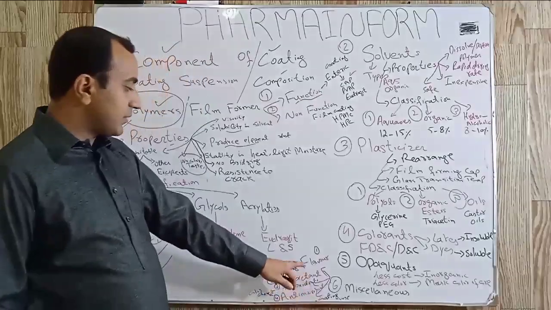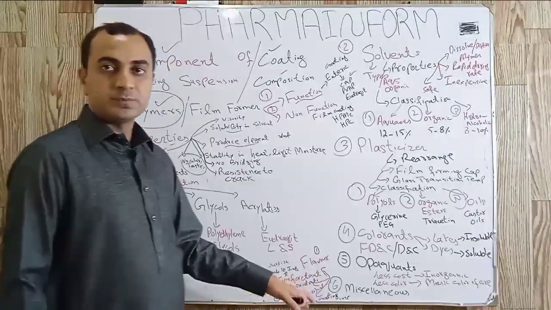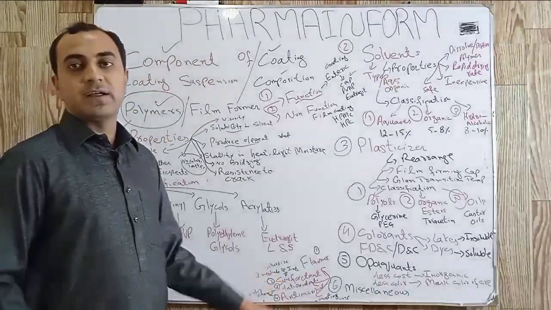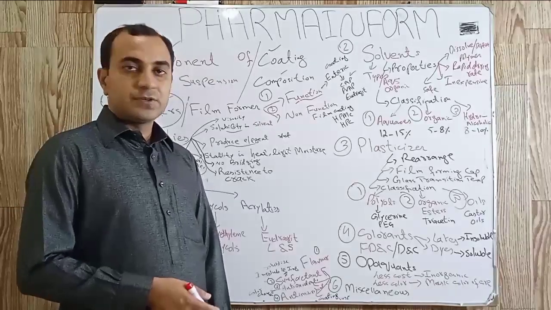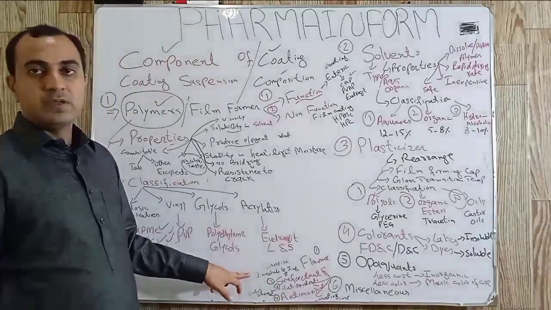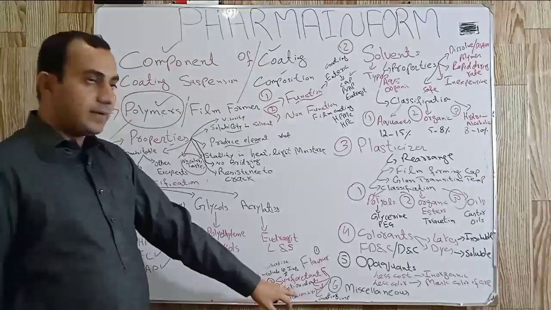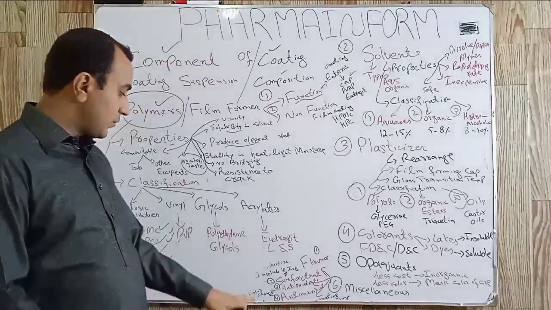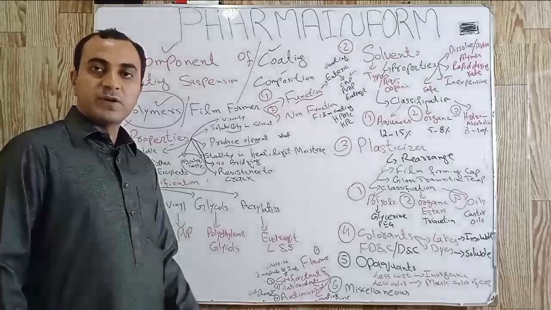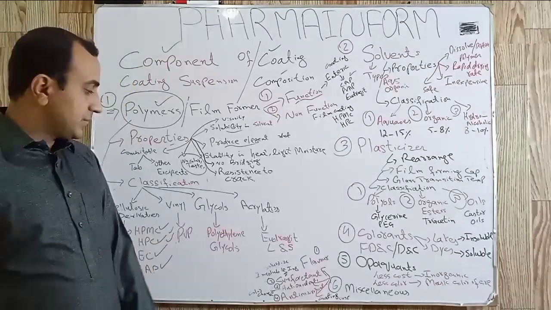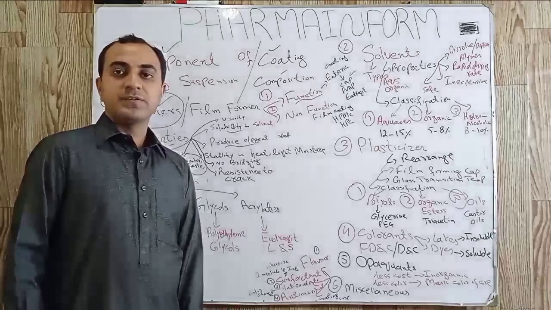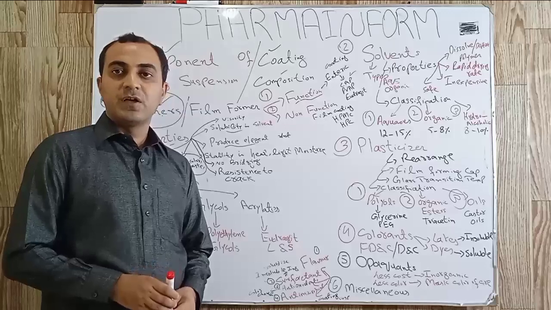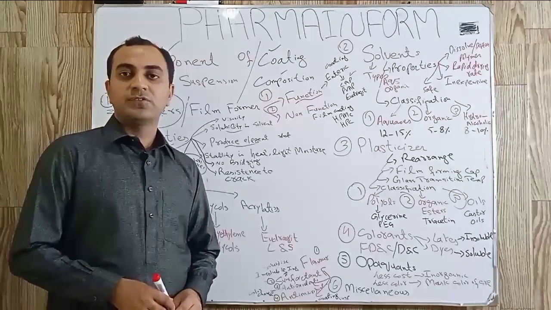The next portion is miscellaneous. Under miscellaneous, we have flavors. Flavorants are used to give flavor to our products. We have surfactants. Surfactants can also be added into the coating suspension to enhance the solubility of insoluble ingredients. Antioxidants can also be added into the coating formulation to prevent oxidation of the dyes and to prevent color change. Last one is antimicrobial agents. Antimicrobial agents can also be included into the coating suspension to prevent microbial growth in the coating suspension.